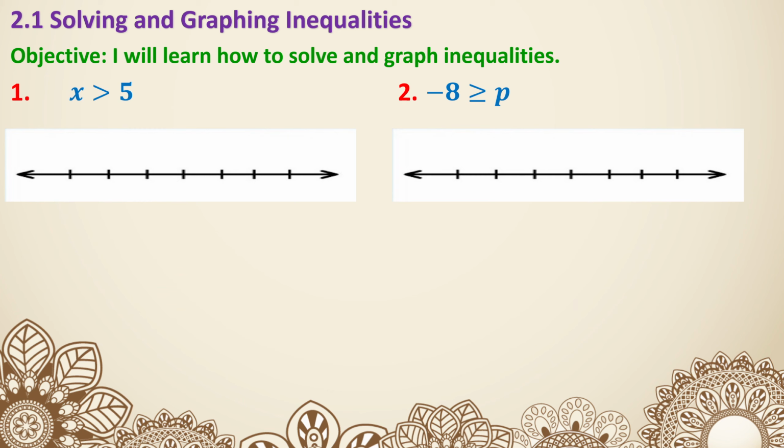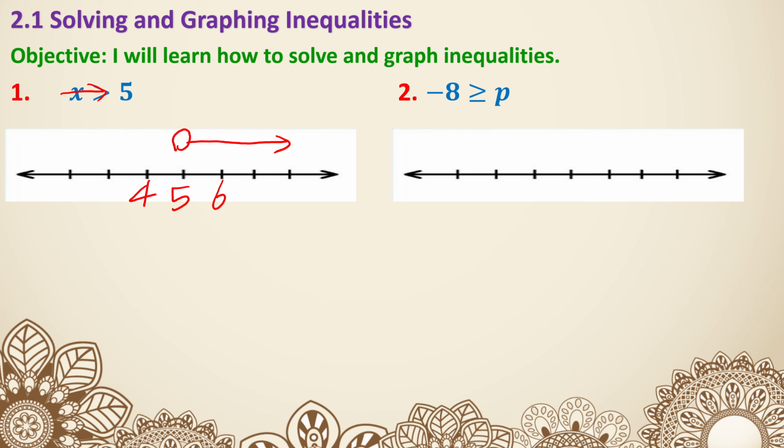Now let's have a look at some examples. First, x is greater than 5. So we have a number line that has some marks on there. We just need to label where 5 is and one number less and one number more. So in this case, it's pointing to the right because that's the arrowhead. And since it doesn't have the equal sign, we're going to put a donut right there.